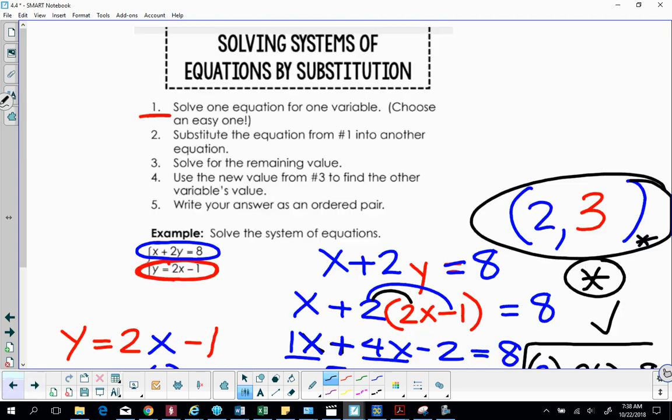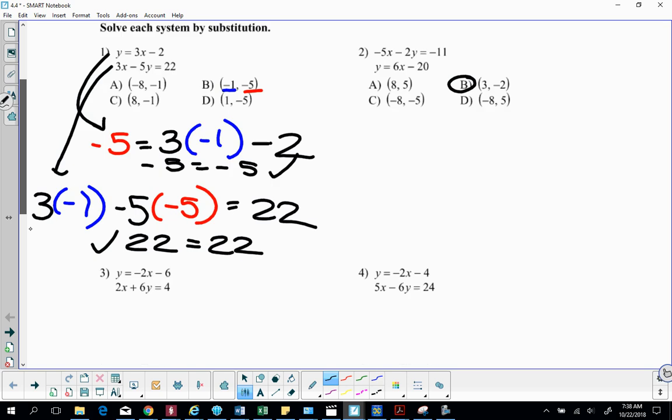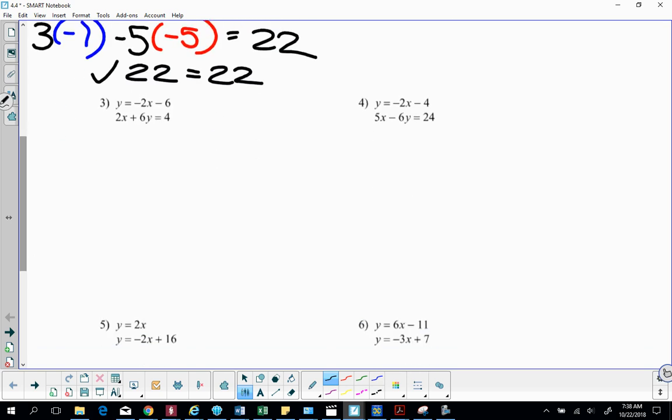Okay, so we're going to start with number 3 on your worksheet. I'm going to do one of each type of example, but we're going to start with 3.